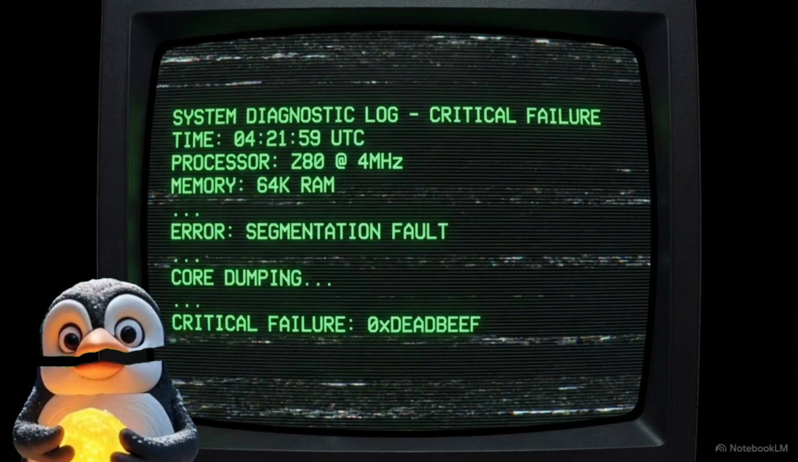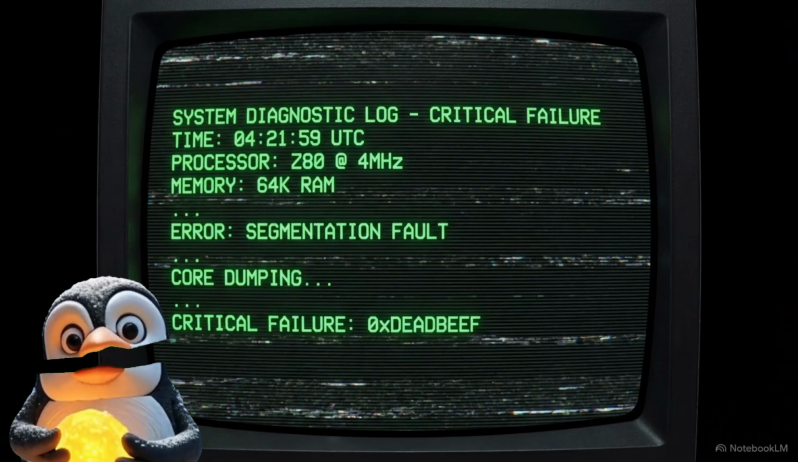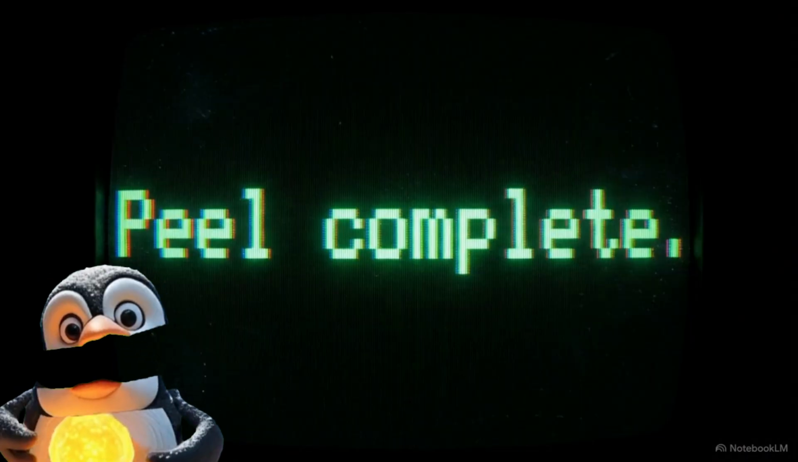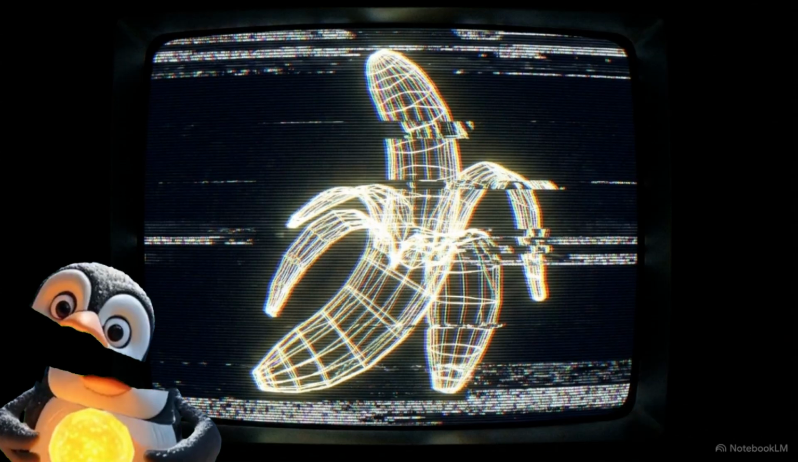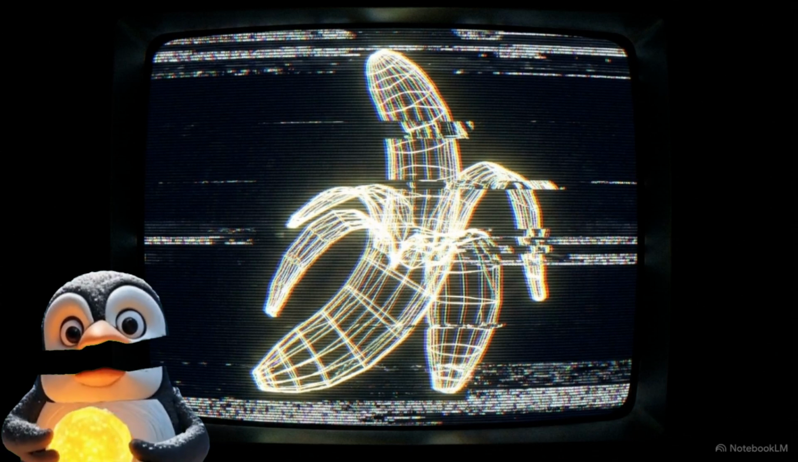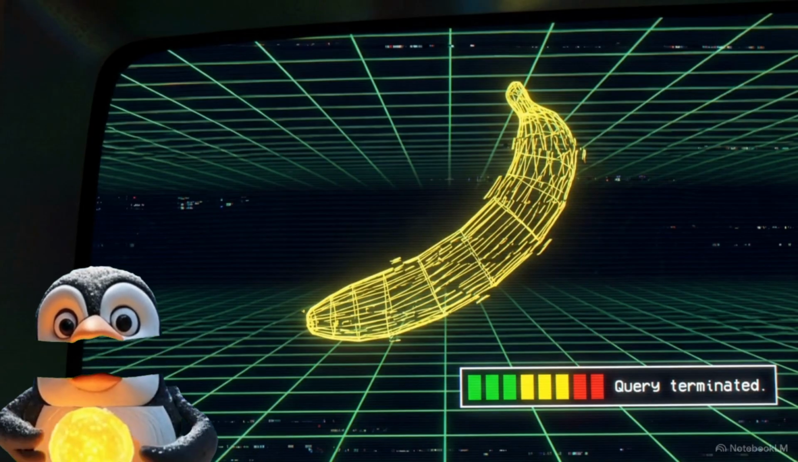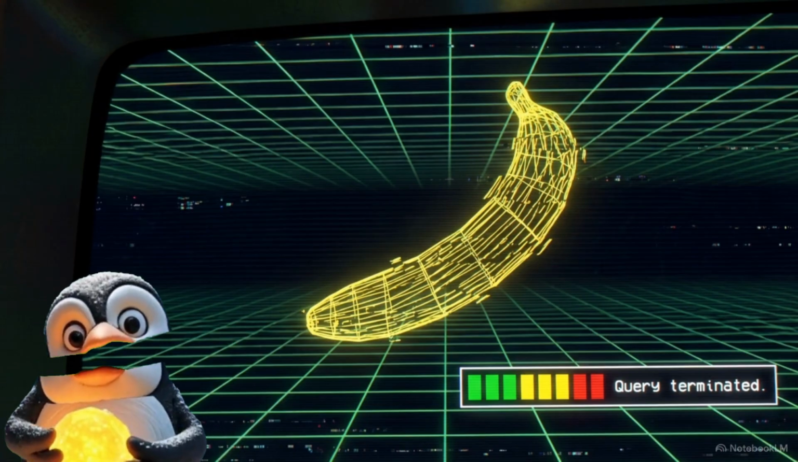A stark automated diagnostic log slowly types itself out across the monitor, recording the final moments of a fatal system shutdown. The system logs its last successful operation, peel complete. Even as the architecture collapses, the algorithm validates the very process that triggered the crash. The logs print, "Query terminated." The fruit-based inquiry is frozen in place, and the Google Gal system formally logs out.